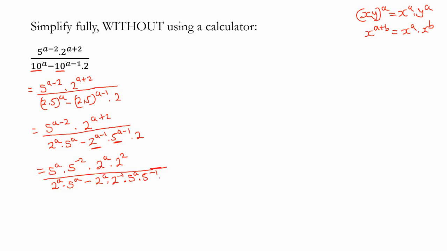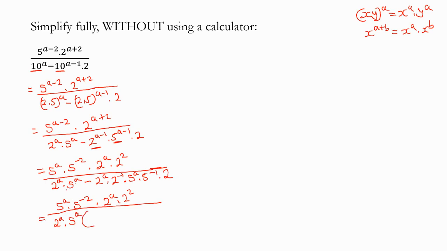And then times 2. The denominator can be factorized because we have the highest common factor, which is 2^a times 5^a. If you check, let's just do that. The numerator is 5^a times 5^(-2) times 2^a times 2^2. And then we factor out our highest common factor, which is 2^a times 5^a.